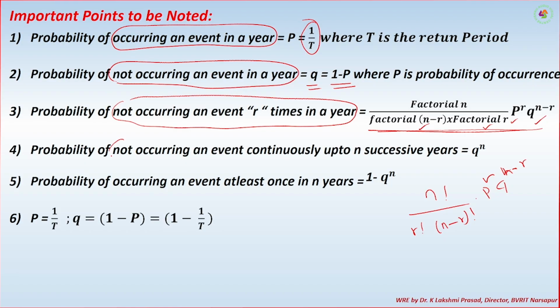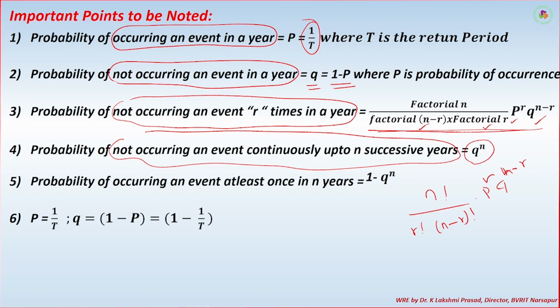Probability of not occurring an event continuously for n successive years. Not occurring means immediately q should come into the picture, so it is q to the power of n. Probability of occurring an event at least once in a year or once in n years: probability of occurring once in a year is 1 by t. Probability of occurring an event once in n years is 1 minus q to the power of n. So p is equal to 1 by t, and q is nothing but 1 minus p, which is equal to 1 minus 1 by t.